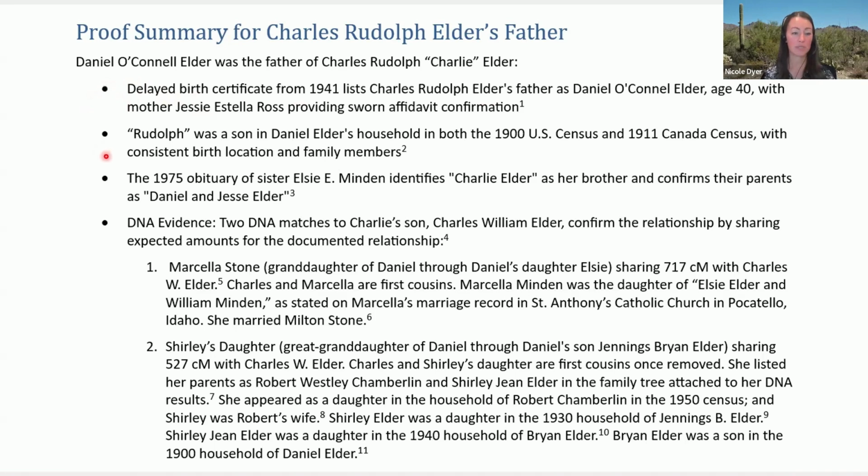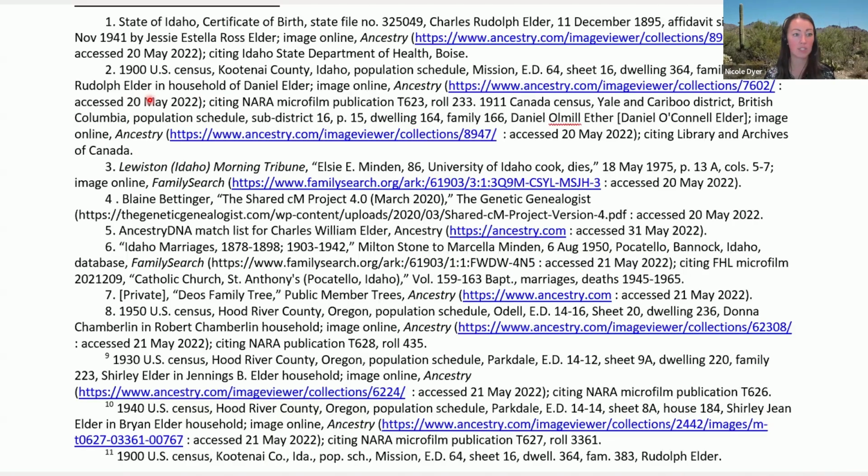Then we have 2 census records. I put those into one bullet point to just say that 2 census records show that Rudolph was listed as a son in Daniel's household in 2 years with consistent birth location and family members. And so I thought that could be grouped into one to save space. And then the footnote 2 has source citations to the 1900 US Census and the 1911 Canada Census.